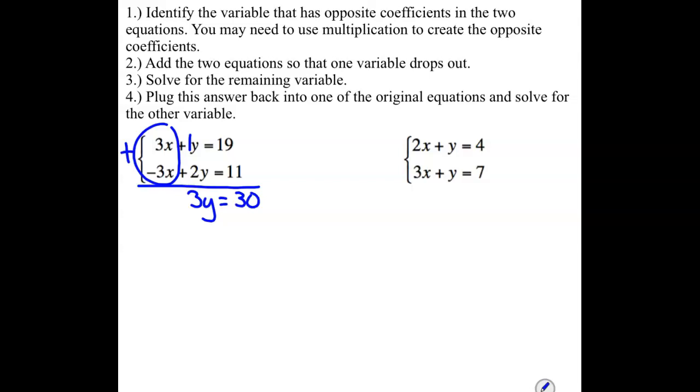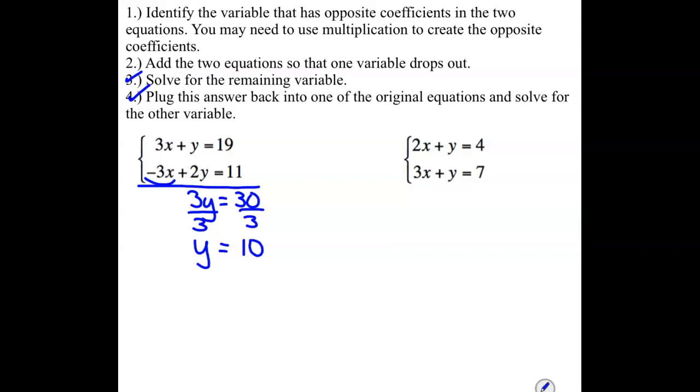So now we can do step 3. Solve for the remaining variable. If we divide both sides by 3, our remaining variable y ends up being 10. Once we know that, it's really like the substitution process. We're going to plug this answer back into one of our original equations and solve for the other variable. Now you can use either equation.